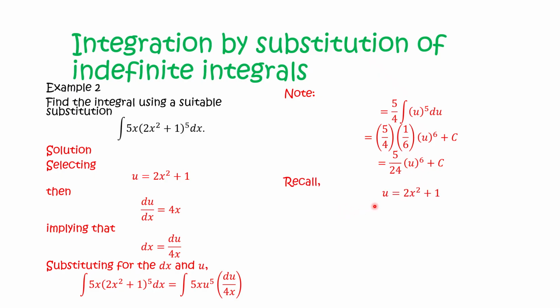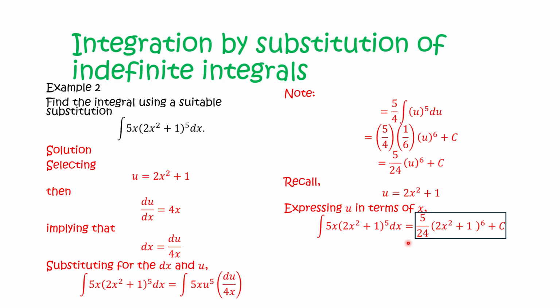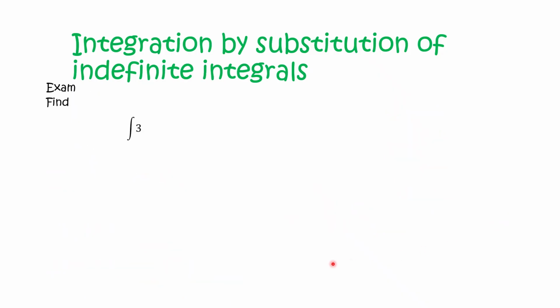And recall, our u was 2x squared plus 1. Substituting for the 2x squared plus 1 into the previous solution, we are going to have 5 over 24 times (2x squared plus 1) to the power 6 plus c as our final answer.